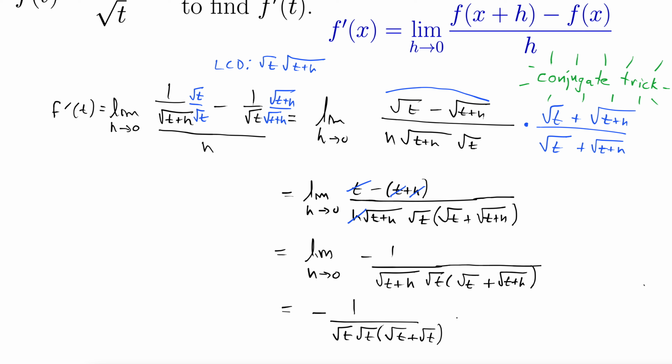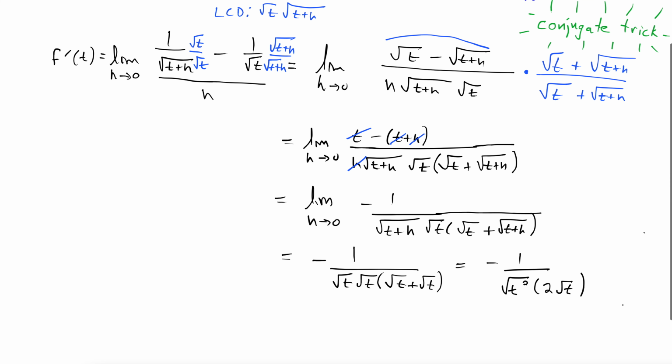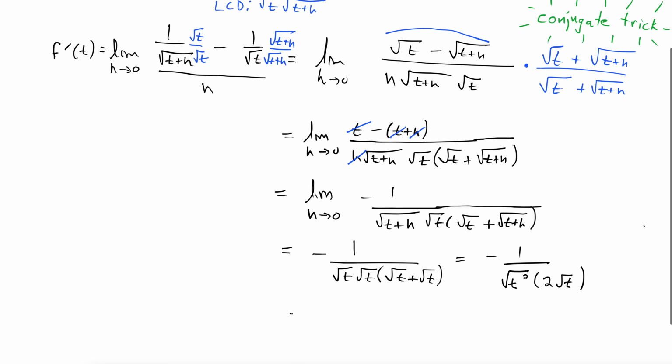There's a very compact way of writing this answer here, so let's look at that. Negative 1 over, I'm going to write this as square root of t squared times 2 square root of t. Now I'm going to combine those t's, so this gives us negative 1 over 2 square root of t cubed, which we'll then write as negative 1 over 2t to the 3 halves. And that's kind of our standard way of writing the solution to this.